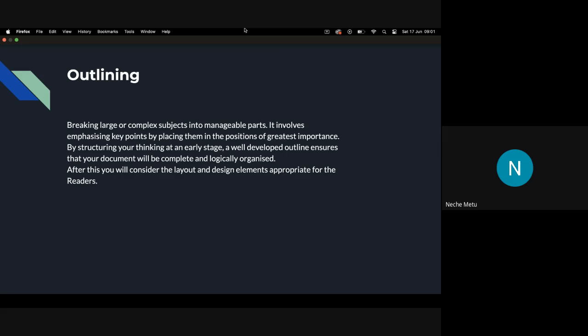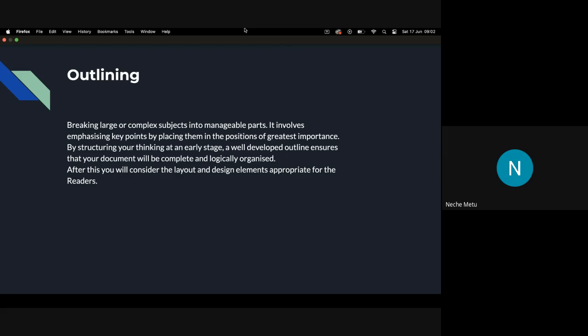So a well-developed outline ensures that your document is complete and logically organized. When you structure your thinking at an early stage, it helps you in good documentation. After this, we'll consider our layout and our design elements. Okay, let me read it from here. By structuring your thinking at an early stage, a well-developed outline ensures that your document will be complete and logically organized.